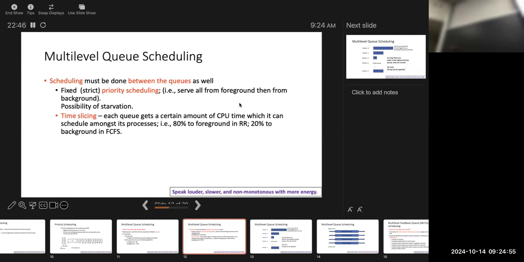Which means that if you have 100 time units, the first 60 will be used to schedule the processes which are waiting in the first level queue, the next 30 for the processes in level 1, and the next 10 for the processes in level 2.